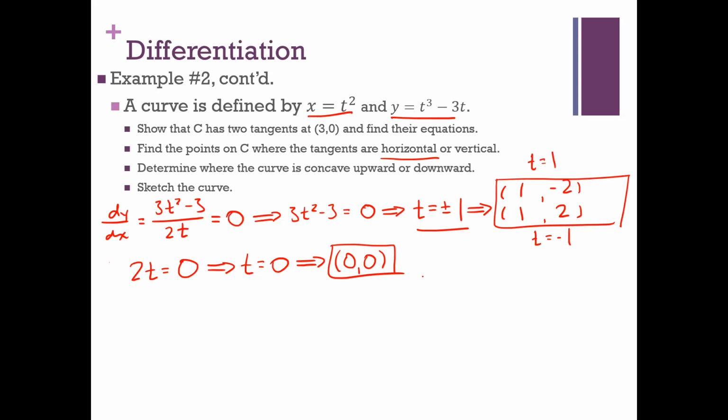Right now, I want to know where this thing is concave up and concave down. So going back to Calc 1, what tells you about concavity of a function? Second derivative. So now what I want to do is find the derivative with respect to t of what? What is a second derivative? It's a derivative of the first derivative, right? So I want to take the derivative of dy/dx with respect to t, right?